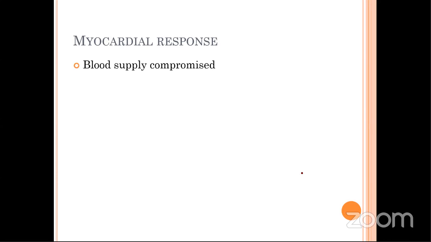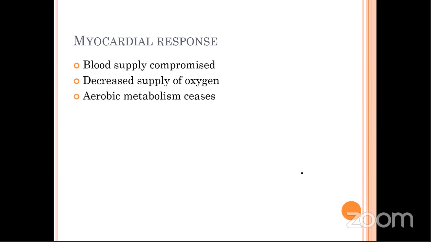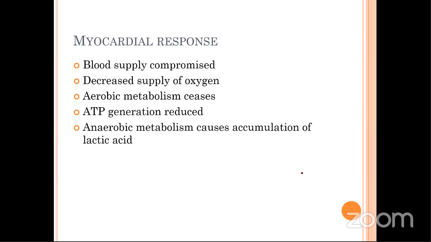As soon as the blood supply is compromised, there is decreased supply of oxygen to the myocardium, to the muscles, and since the supply of oxygen is reduced, aerobic metabolism ceases. As a result, ATP generation is also reduced. Since aerobic metabolism ceases, anaerobic metabolism starts, which causes accumulation of lactic acid. This accumulation of lactic acid will cause loss of contractility of the heart.